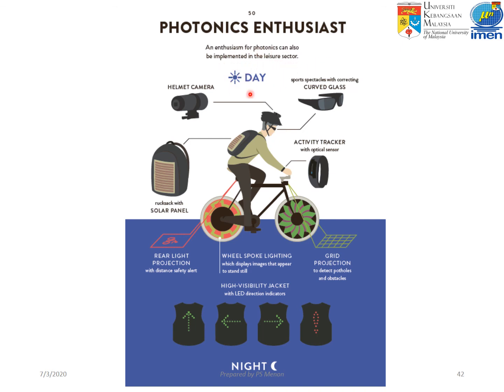In the daytime, this photonics enthusiast has a helmet camera. He also has sports spectacles with correcting curved glass, a rucksack with solar panels, so you have light converted into electricity, and an activity tracker with an optical sensor. Then at night, he has a rear light projection, wheel spoke lighting, a high visibility jacket, and a grid projection to detect potholes and obstacles. So both daytime and nighttime vision. These are how photonics is applied to maybe a bicycle rider.